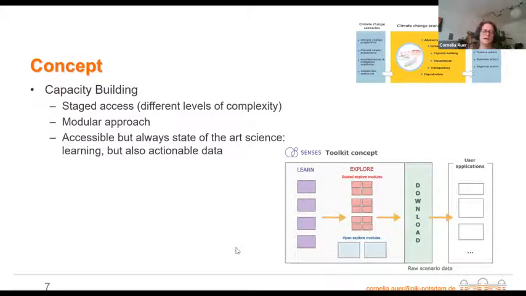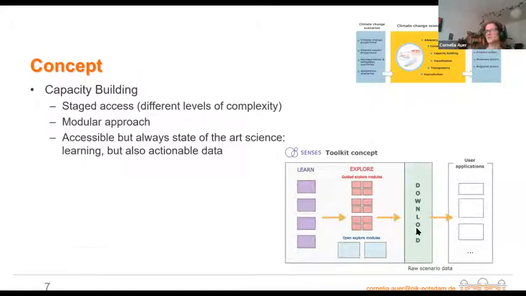As I said before, we had quite diverse stakeholders with interest in climate change scenarios and also with diverse backgrounds. So we believe that such a service structure should have staged access, providing different levels of complexity, having modular content, and that it is accessible also for newcomers, but always state-of-the-art scientific results also for experienced users that really want to work with the data. And this, I was talking about the CENSUS project, this is how we addressed it there. We had an architecture where we provided learn modules for understanding the basic concepts, and then exploration modules with more diving into the data, and finally a download area where users could take away the data and apply it in their environment.